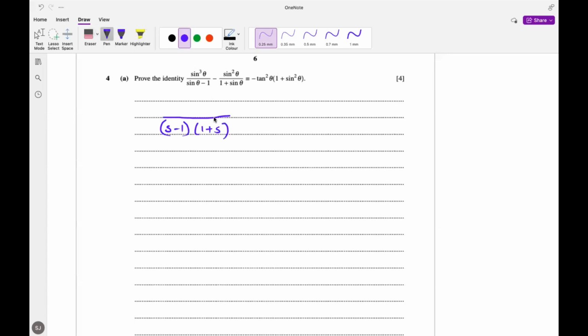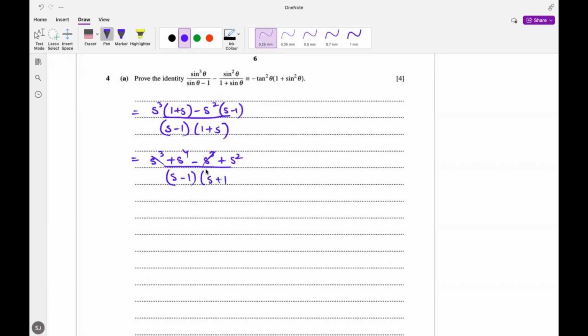Taking the LCM, this sin³θ will multiply by (1 + sinθ), and this will be minus sin²θ multiplied by (sinθ − 1). Expanding the bracket, we'll get sin³θ + sin⁴θ − sin²θ, and this will become − sin³θ, and this will become plus sin²θ, upon (sinθ − 1), and we can write this as (sinθ + 1).